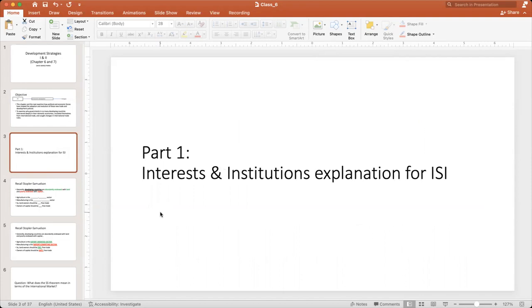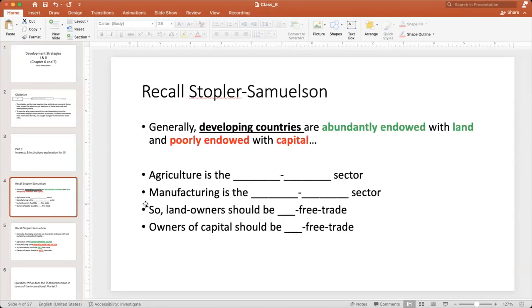So in the first part of this video, we are going to cover the interest and institutional explanation for something that is called import substitution industrialization. So if you don't know what import substitution industrialization is, no worries, we're going to cover that concept in this video. So let's start by recalling the Stolper-Samuelson theorem.